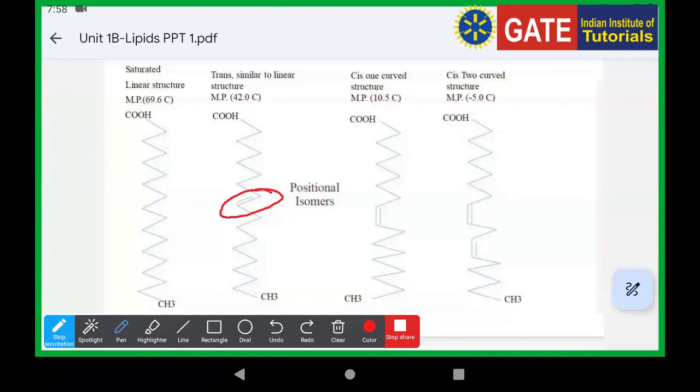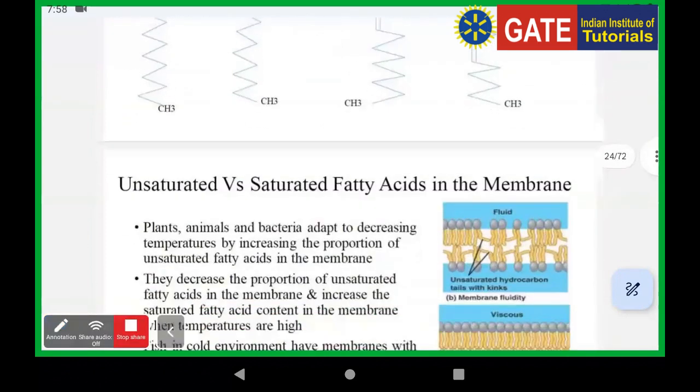trans position. Okay. Cis position forms a curved structure. Okay. Cis position, this is the double bond. A cis double bond forms a curved structure. A trans double bond forms a linear structure. This is the difference. Mark this. A cis double bond in the fatty acid forms a curved structure. Trans fatty acids have a linear structure. Okay, so these are the different kinds of positional isomers.